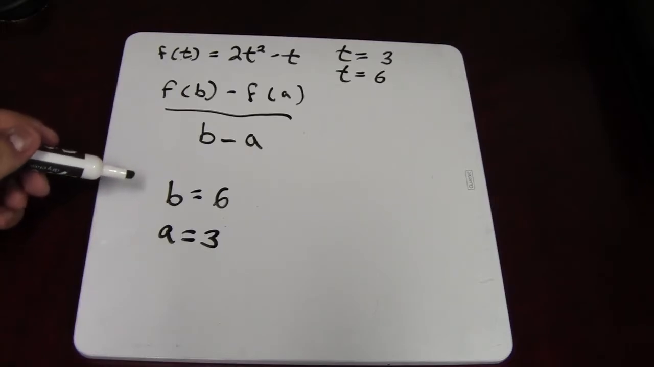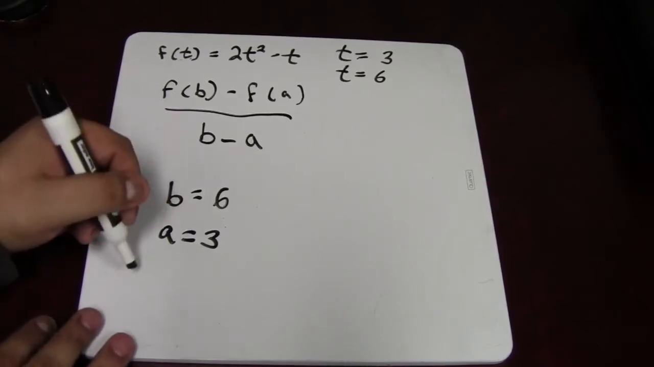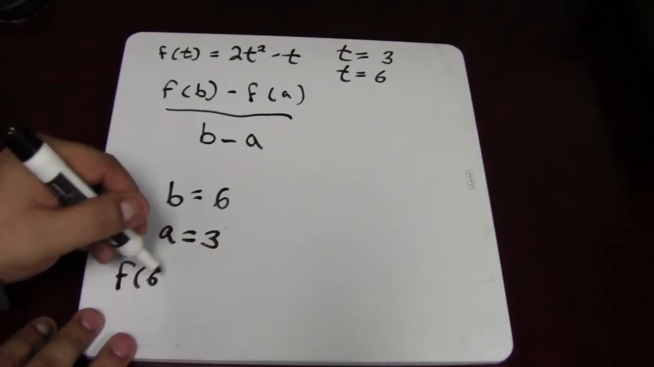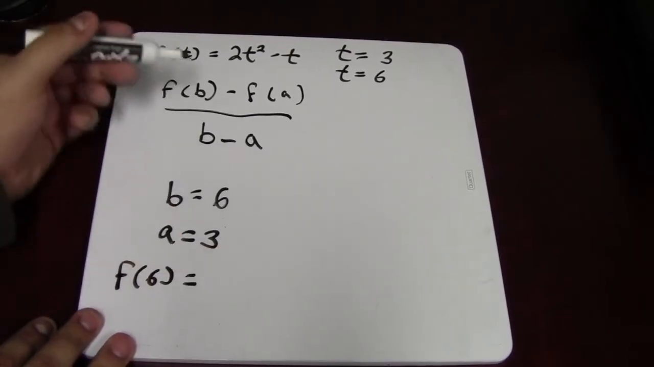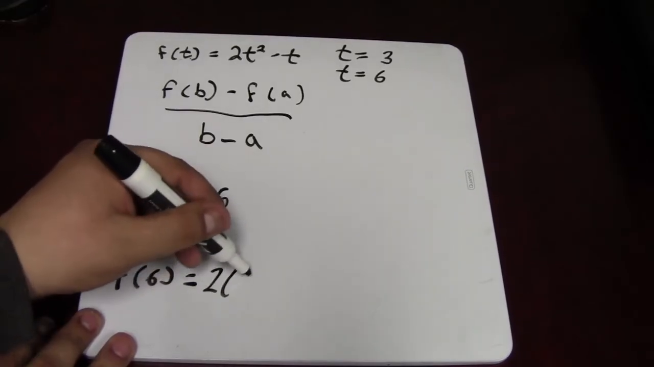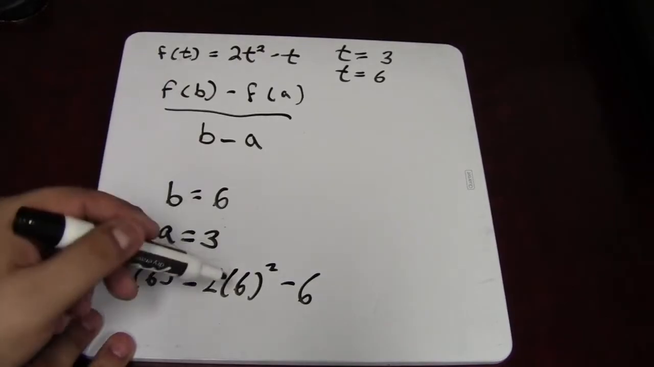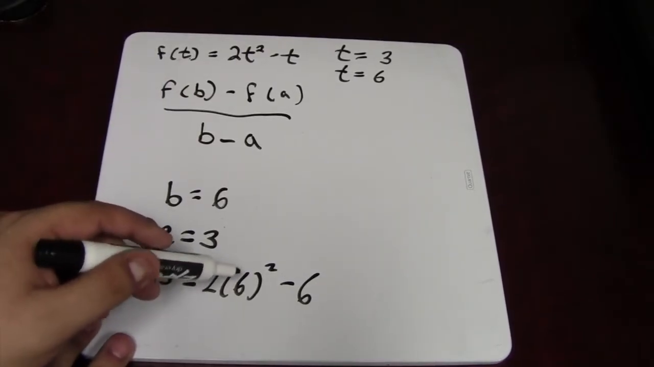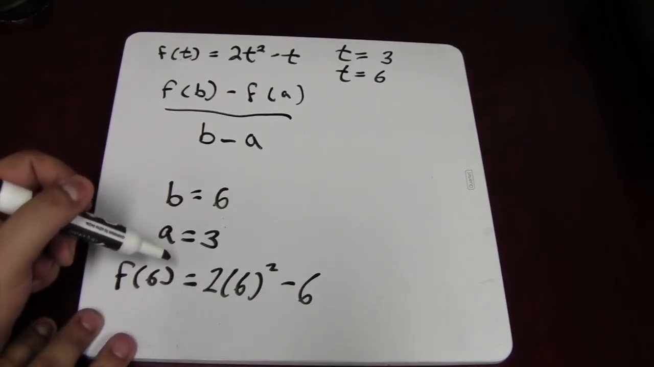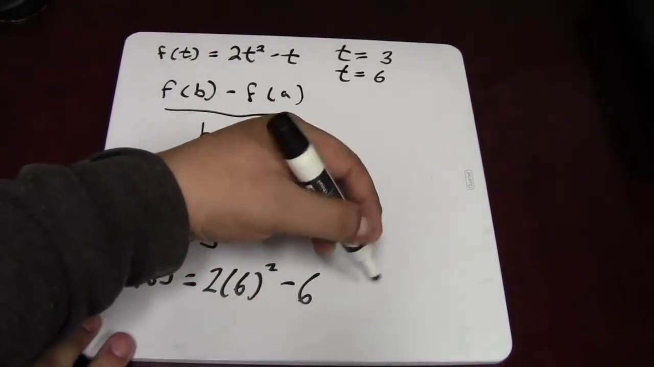So the question becomes, okay, well, what is f of b then? Well, f of b, which is f of 6, is equal to, I just plug 6 into my function here, 2 times 6 squared minus 6. And we get 36 times 2, which is 72, and then we subtract 6, so that looks like that's going to be 66.